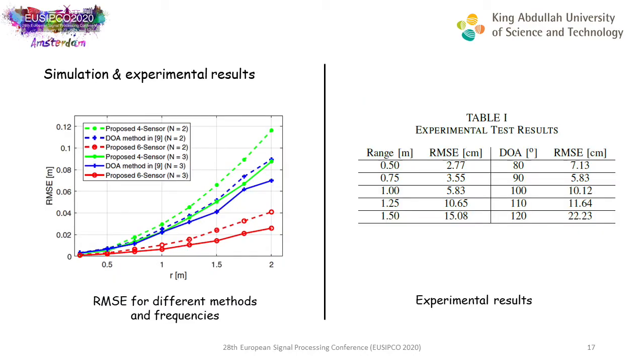The RMSE for different methods and frequencies is shown on the left. The performance is satisfactory with 4 sensors. When increased to 6 sensors, the results are better than the method in 9. The experimental tests have 2 parts, a fixed DOA test and a fixed range test. Performance drops fast with R and alpha. However, the accuracy can be improved with more sensors, more frequencies, a larger V, or averaging multiple estimations.